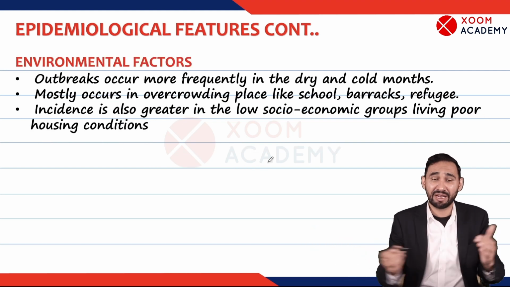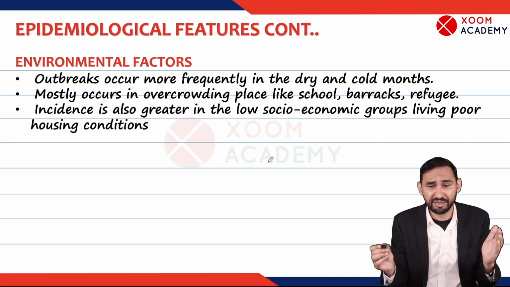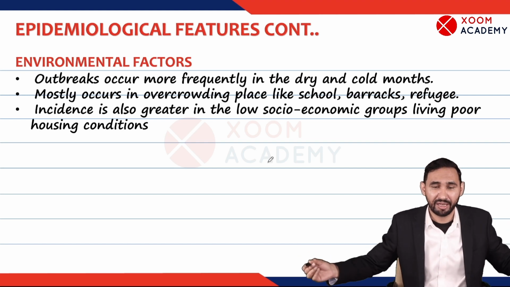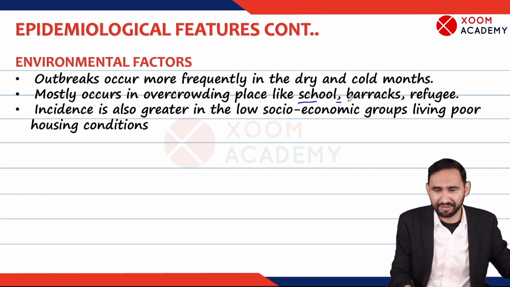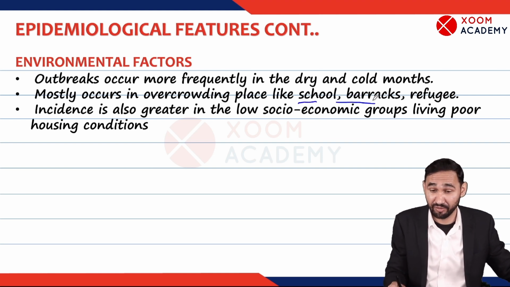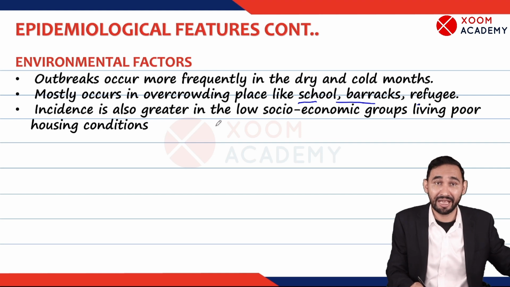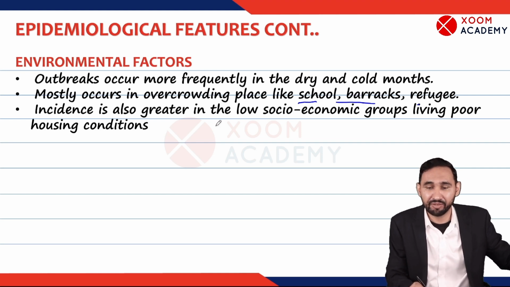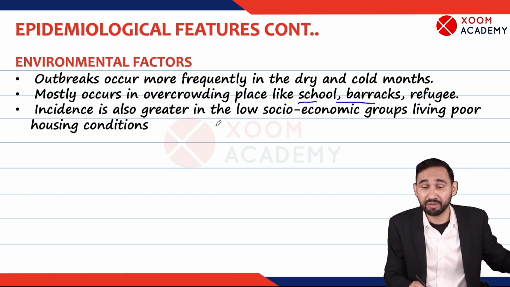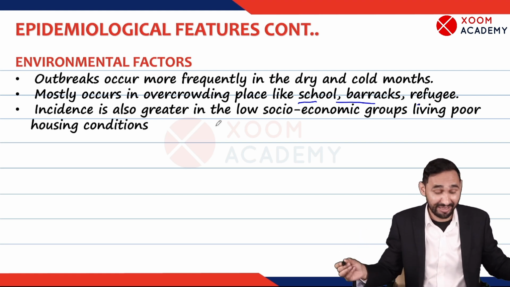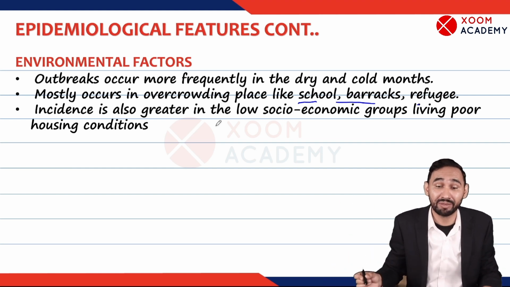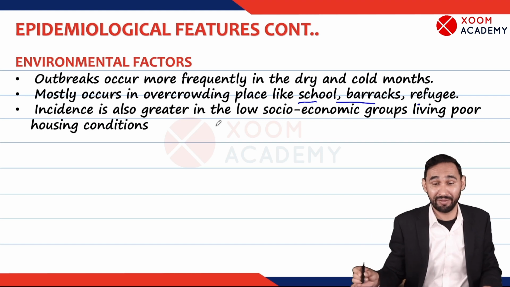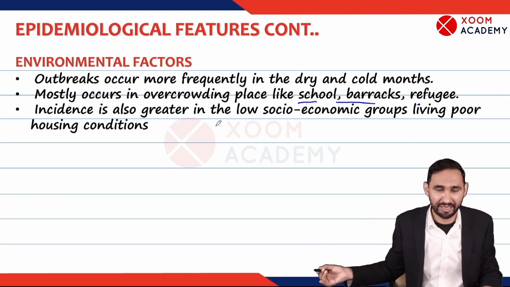There are environmental factors. Outbreaks occur in dry and in cold months. There are also outbreaks of meningitis in schools, in barracks. Barracks are mentioned in scenarios. In refugee camps, like in wars, people are residing in refugee camps. In floods, in earthquakes, people are residing in refugee camps. Army persons are residing in barracks, in schools. There is overcrowding. They suffer from meningitis. So we need to control meningitis in people who are living in barracks, in schools, in refugee camps.